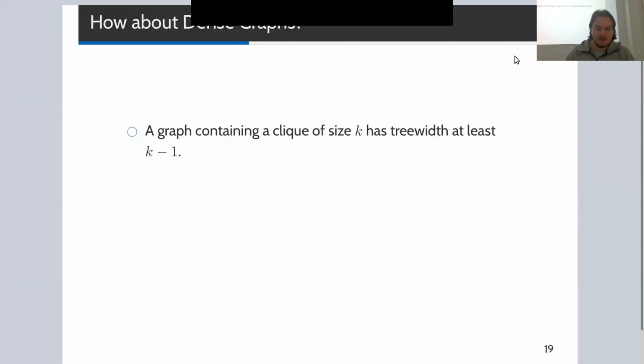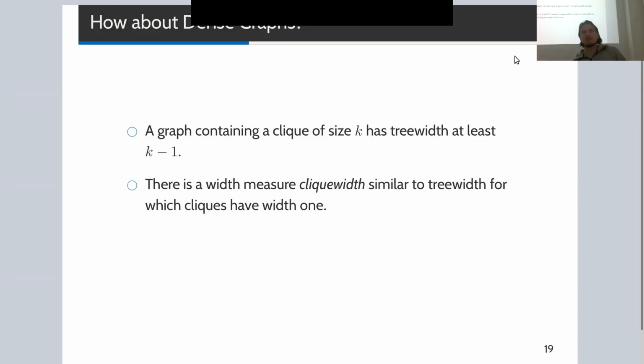If not, then I briefly wanted to mention dense graphs as well. If a graph contains a clique of size k, then the tree width is at least k-1. So if you have a graph with very large cliques, then naturally the tree width is very large, and Courcelle's theorem doesn't give you anything because the runtime is too bad. But there is a width measure that also works for such dense graphs. The notion of clique width is very similar to tree width in the sense that it's more general than tree width. And for this width measure, cliques have a width of 1.